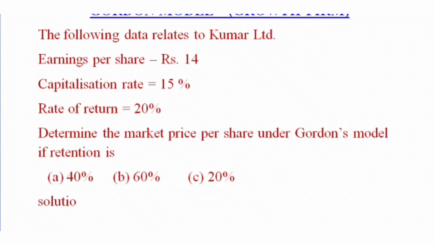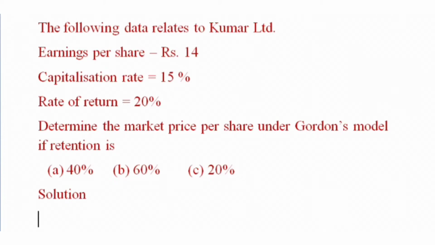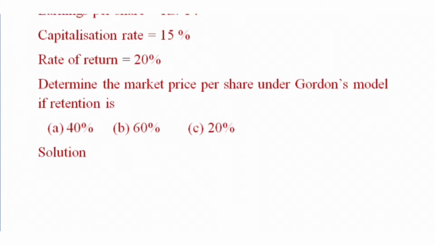How will you determine it is a growth firm? Compare the capitalization rate with the rate of return. If the rate of return is greater than the cost of capital or capitalization rate, then it will be a growth firm. This is how we determine whether a firm is a growth firm, normal firm or decline firm. Here the problem given is based on the growth firm. Let us compute the market prices for different retention ratios.